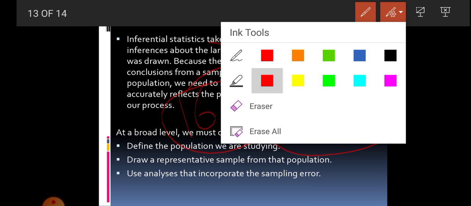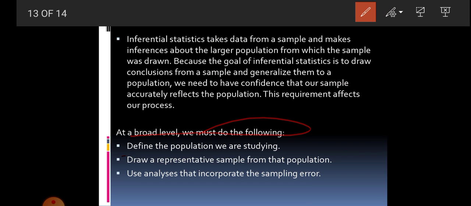At a broad level we must do the following. We have to define the population we are studying, draw a representative sample from the population, and use analysis that incorporates the sampling error. Generally, inferential analysis is more convenient than descriptive analysis, therefore researchers generally use inferential analysis. This is very simple, and with the help of this we can at least come up to some conclusion, but there is a chance of error.